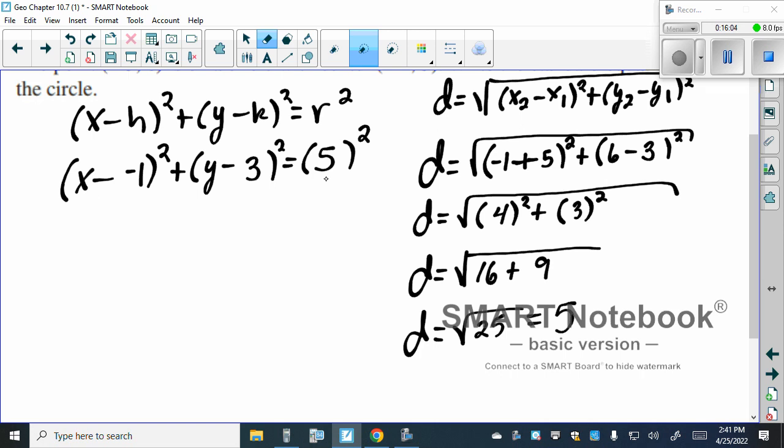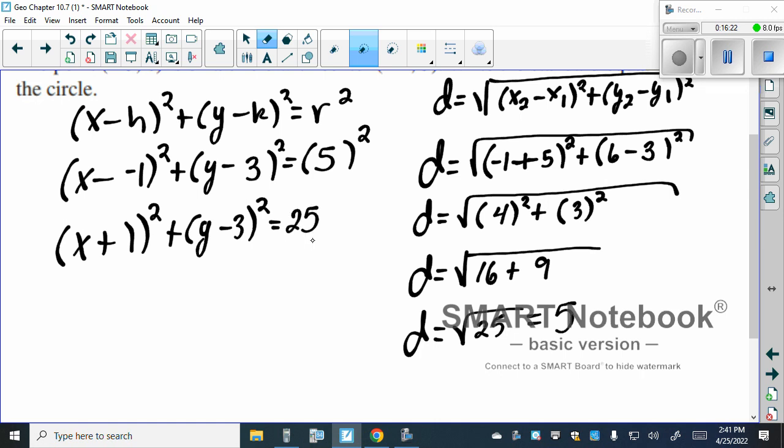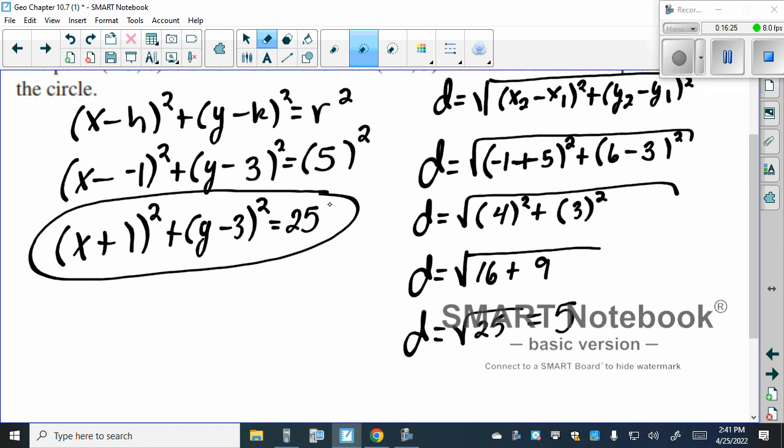Questions on how we found the radius? Now we do need to do a little bit of simplification, because our subtraction of negative 1 is going to become positive. And if I square 5, I get 25, because 5 squared would be 25. So the equation for this here should be x plus 1 squared plus y minus 3 squared equals 25. And that's it.